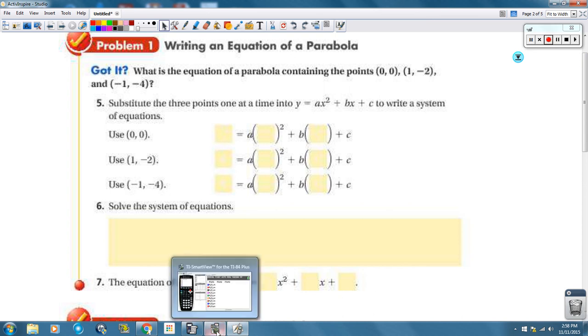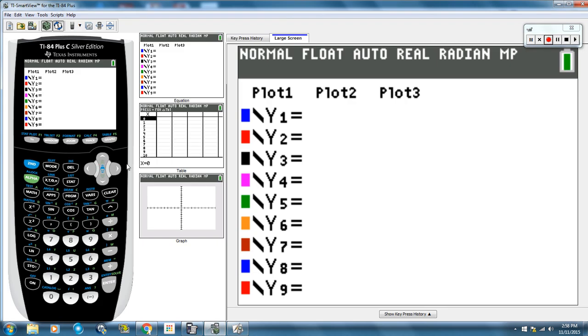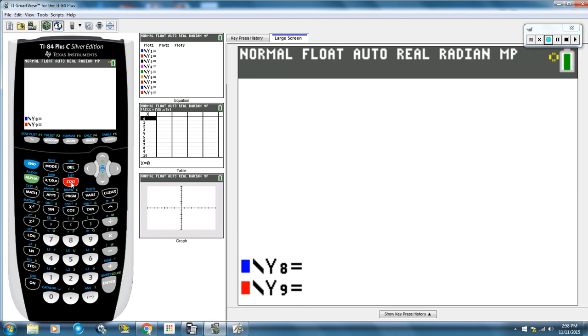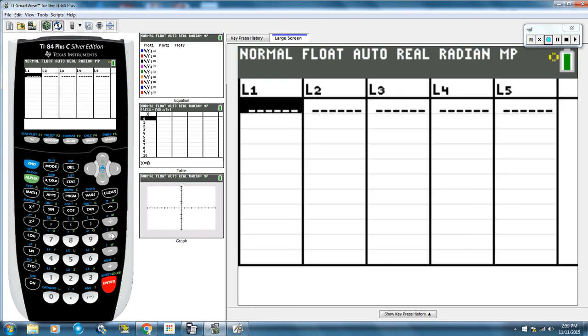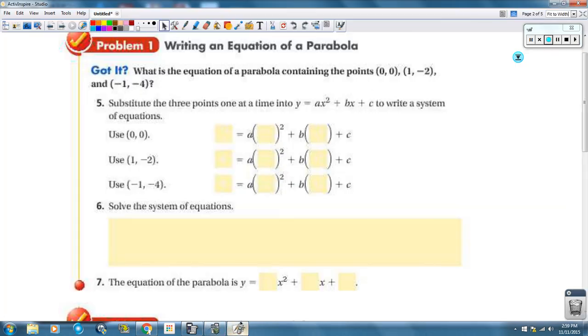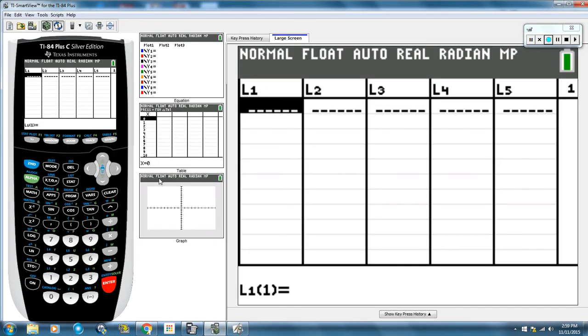So the first thing I'm going to show you with, this is on the TI. So what you want to do is you want to go to the Stat menu, and you want to edit, and you want to enter them in the list. So I'm going to go back real quick. So here, the ordered pairs are (0, 0), (1, -2), and (-1, -4). So I'm going to go ahead and put those in.